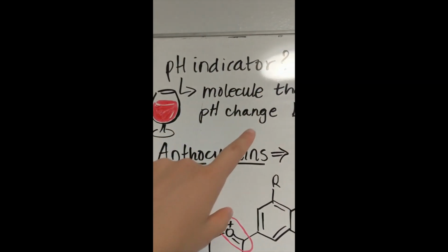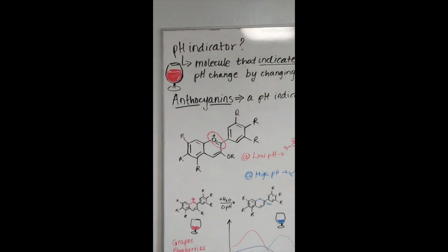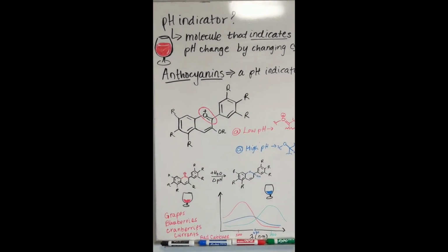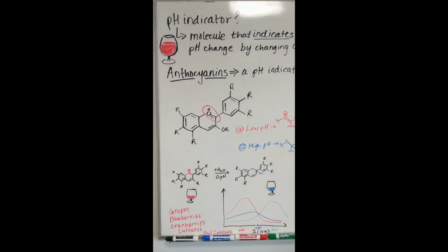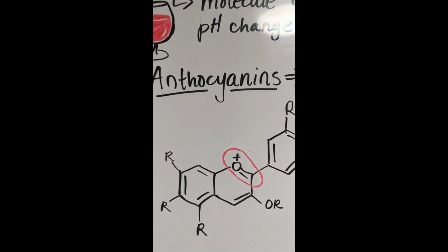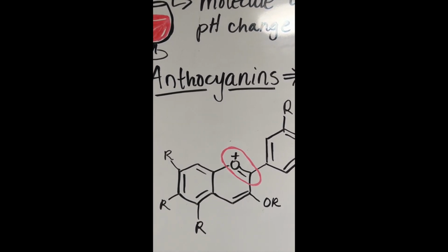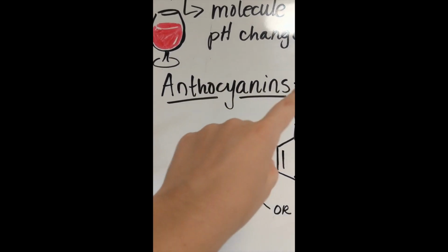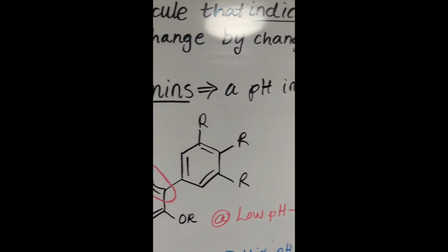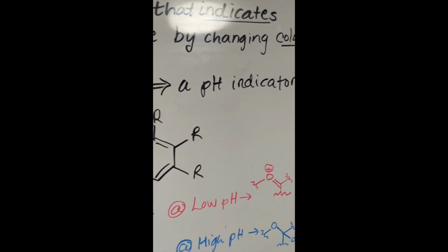So that is because wine contains a pH indicator. What is a pH indicator? Well, a pH indicator is any molecule that indicates pH change by changing color or changing the color of the solution. And in red wine and a lot of other juices from different fruits and even cabbage, so like sauerkraut, anthocyanins is the name of that class of molecule, and these molecules are pH indicators.